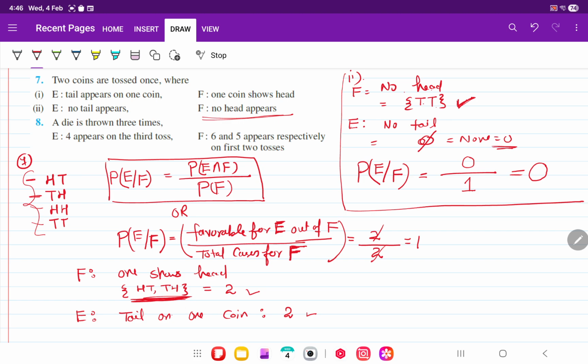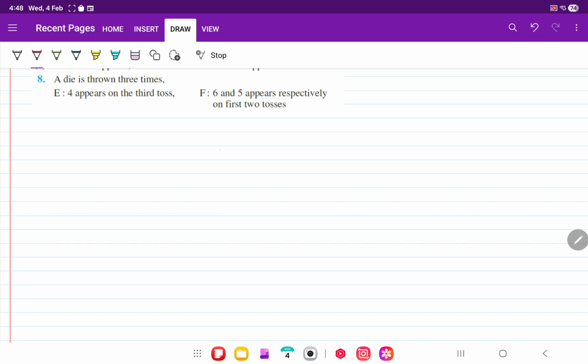Okay, the 8th question we will do now. 8th question, very easy question. They say a die is thrown 3 times. So the total cases will be how many? Whenever a die is thrown 3 times, it will be 6 into 6 into 6, which is 216 cases. So always remember, when a die is thrown 3 times, it is 6 into 6 into 6, 216 cases. Now they are saying probability of E when F has happened.